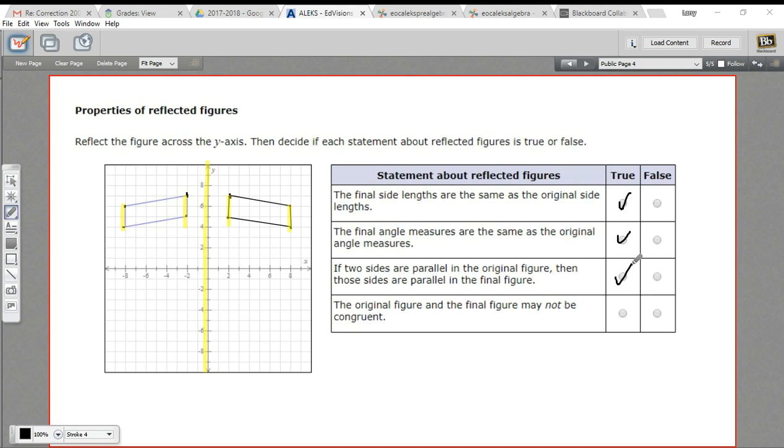And the last one says the original figure and the final figure may not be congruent. Well, that's false. The shape stays the same, the size stays the same, so the figures then are congruent. So that's a little work with the properties of reflected figures.